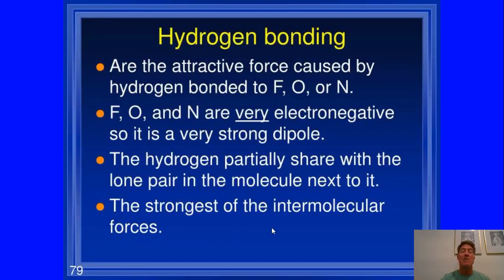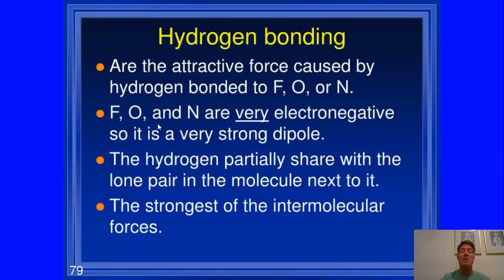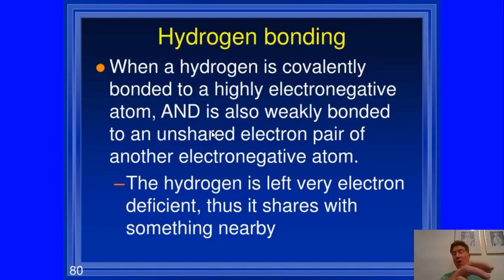A third kind of bonding is known as hydrogen bonding. Hydrogen bonding is a special kind of dipole-dipole interaction. And it only happens when hydrogen is bonded to three atoms: fluorine, oxygen, or nitrogen. And notice these are three of the most electronegative of the atoms. So when hydrogen is bonded to any of these three very electronegative atoms, it creates a very strong dipole. The electrons near the hydrogen are pulled virtually all the way away from them, and so it leaves it with a very strong positive charge.